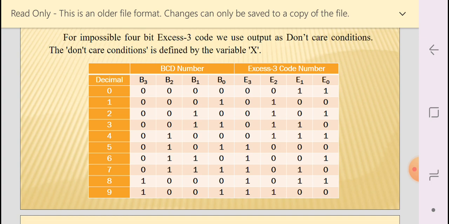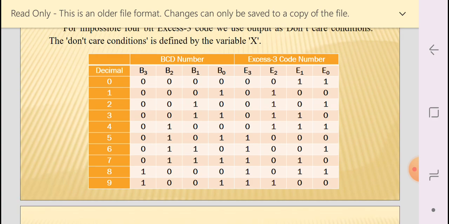Next, 1, that is 0 0 0 1. The corresponding number will be 4, that is 1 plus 3, that is 4. So what will be the conversion? That is 0 1 0 0. Look at the second row, 0 1 0 0. Okay. Next, that is 2 plus 3, that is 5. The BCD number is 0 0 1 0, representing 2, and the corresponding XS3 is 0 1 0 1, that is 5.